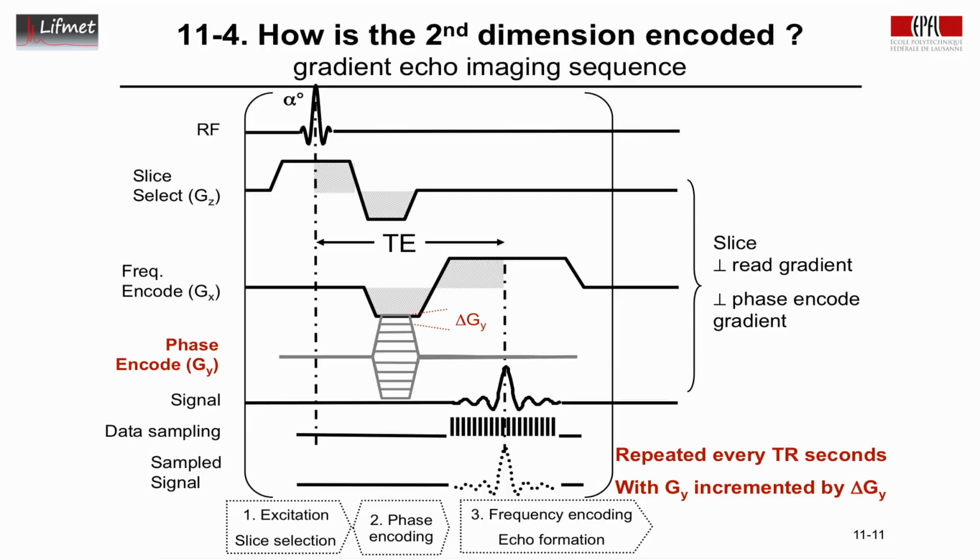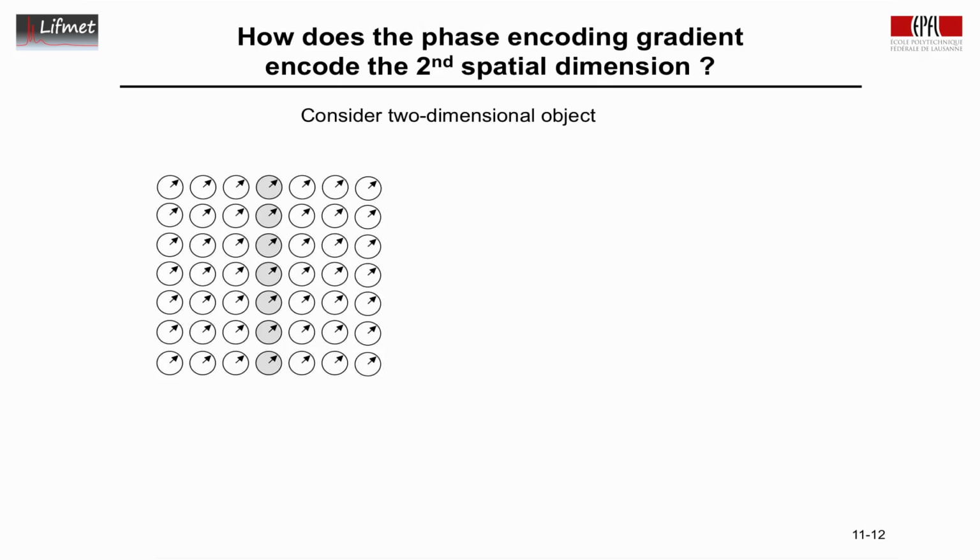Now, understanding how this phase encode gradient produces the information that allows us to reconstruct an image is not trivial, and I'm going to try to explain this in the following slides. It is difficult to understand how this phase encoding gradient allows us to encode the second spatial dimension. So that's exactly the question we're going to look at now.